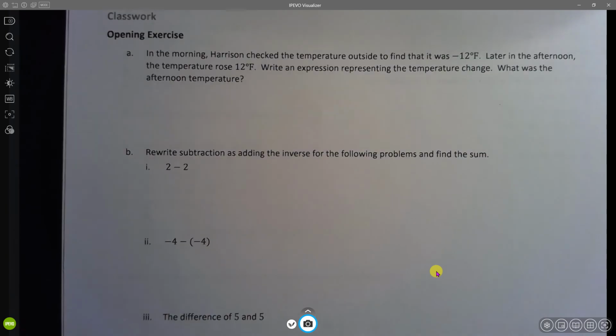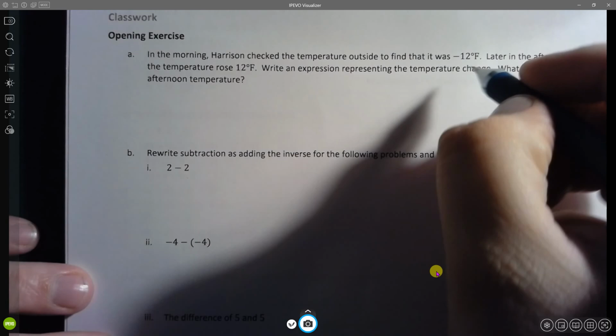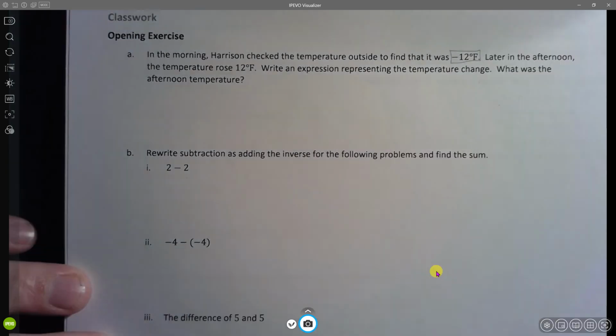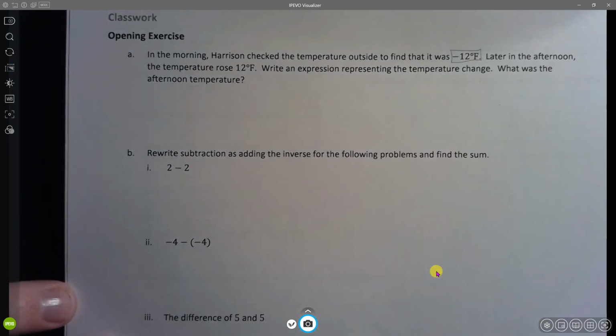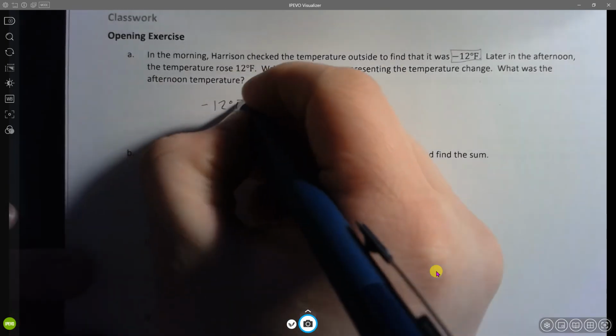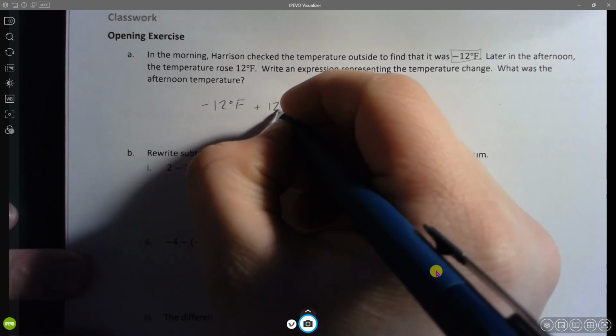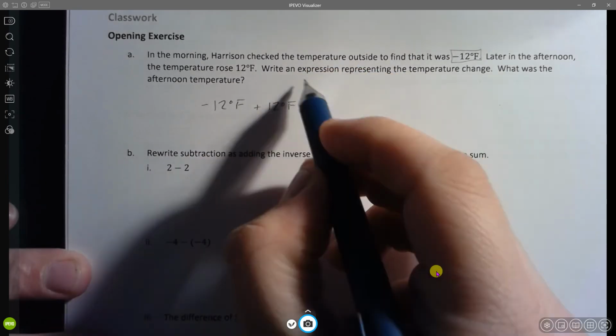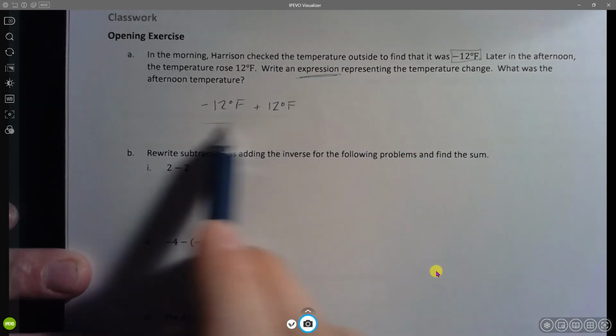In the morning, Harrison checked the temperature outside to find out that it was 12 degrees Fahrenheit. So this is what we need to remember, it is negative 12 degrees Fahrenheit outside. Later in the afternoon, the temperature rose 12 degrees Fahrenheit. So that means it started off at negative 12 degrees Fahrenheit. The temperature rose 12 degrees Fahrenheit. So this is our expression.